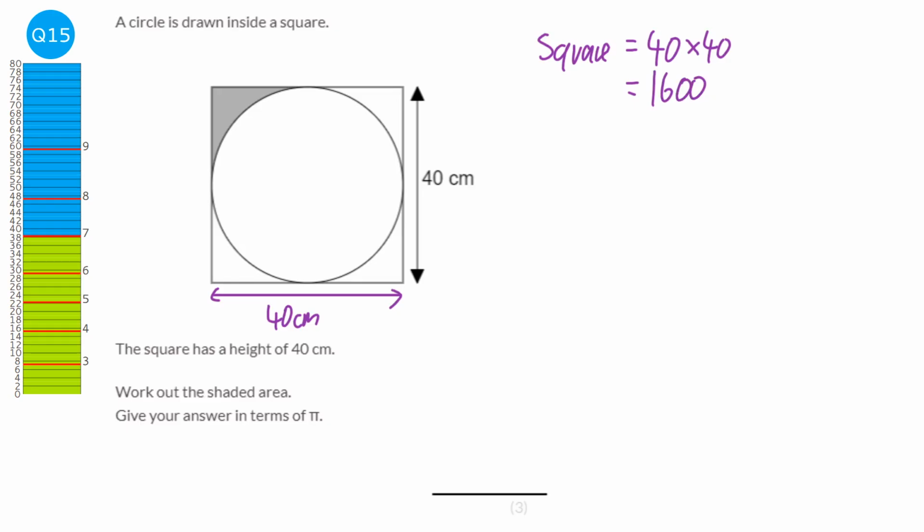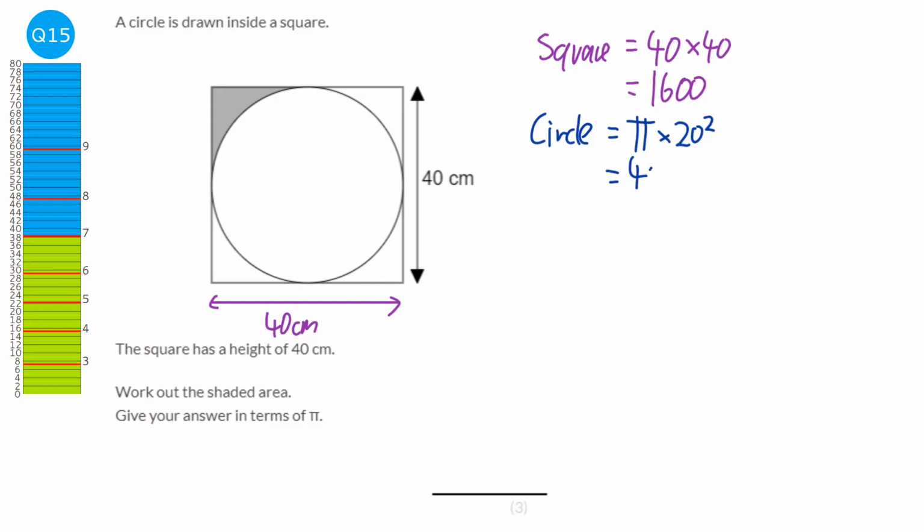I normally only put units in our answer. The next thing we're going to do is work out the area of the circle, but to do that we need to work out what the diameter of the circle is, and if you notice, the diameter of the circle is just 40. It's the same as the width of the square, or height of the square. So if the diameter is 40, the radius would be 20. So for the area of the circle, we're going to do pi times the radius, which is 20 squared, and 20 squared would be 400, so this will be 400 pi. This question's asking us to leave it in terms of pi, so we're going to do that.